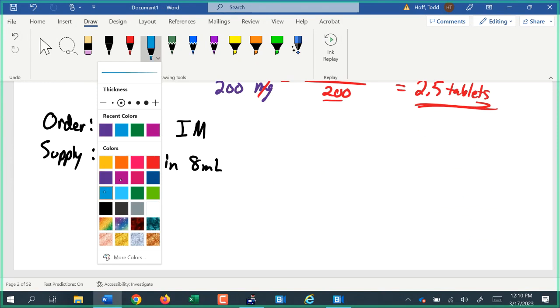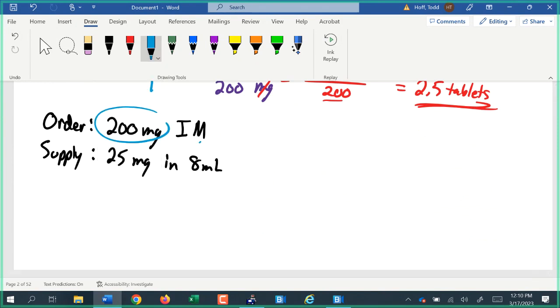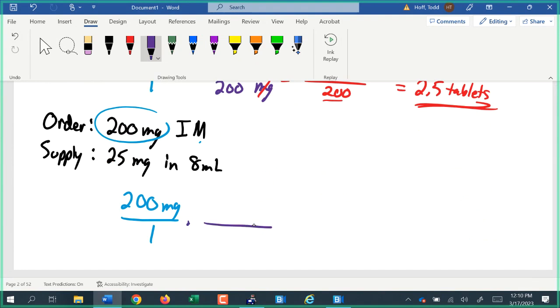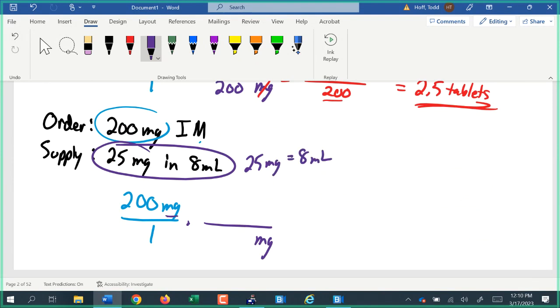We start out with the doctor's order of 200 milligrams. We put it over 1 to make it a fraction so we can start our measurement conversion process. We're getting rid of milligrams, so I'm going to put milligrams on bottom here. This 25 milligrams in 8 milliliters, once again, that is an equivalency, saying 25 milligrams of medication is equivalent to 8 milliliters of fluid. So 25 milligrams and 8 milliliters.